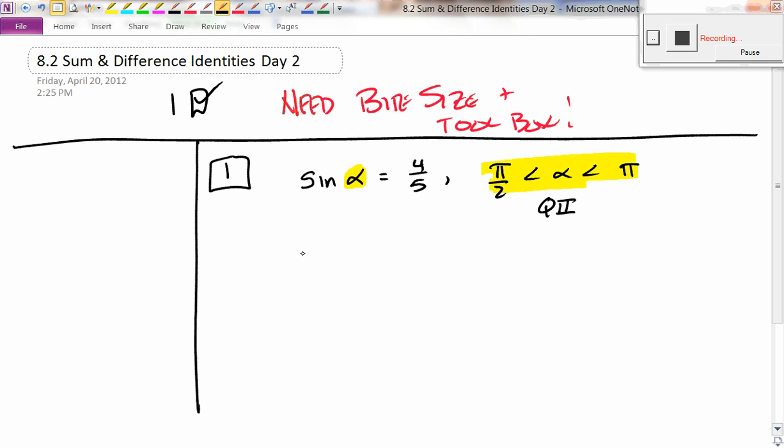So they're going to give you that, and then they're going to tell you sine of beta is negative 2 root 5 over 5. And they're going to tell you that pi is less than beta, which is less than 3 pi over 2. Is this supposed to be a beta? Yeah, beta looks like this. It's a funny looking beta. This is supposed to be a 4. That's the actual sine for alpha, and this is the sine for beta.